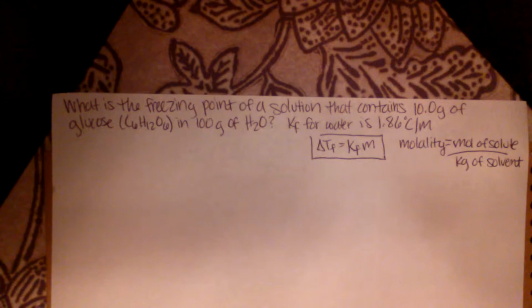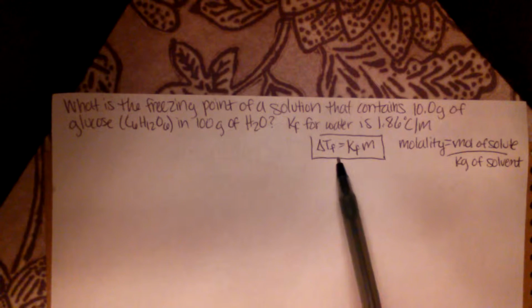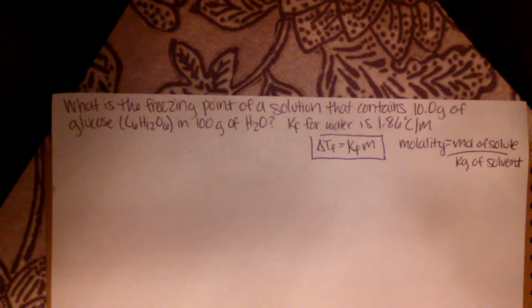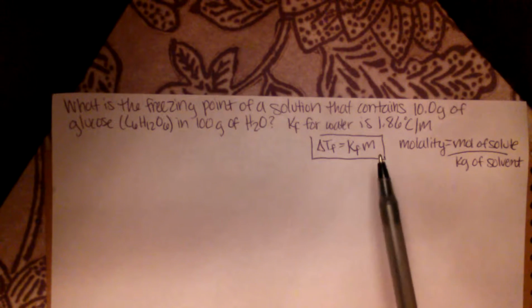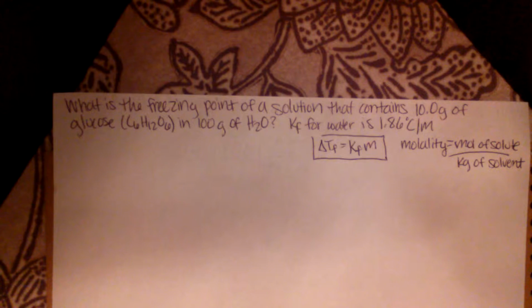So you have to basically know that when you're dealing with freezing point, you're going to be needing to use the formula I have here, which is the change in temperature for freezing equals Kf times molality. Remember again, little m means molality, big M means molarity. So we're dealing with molality. So the formula for molality is moles of solute over kilograms of solvent.